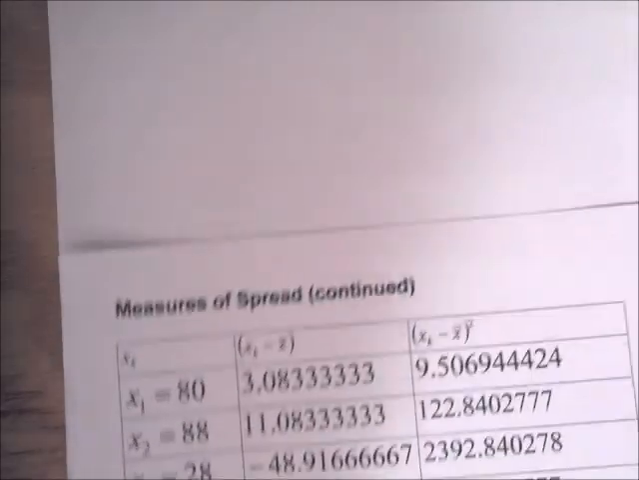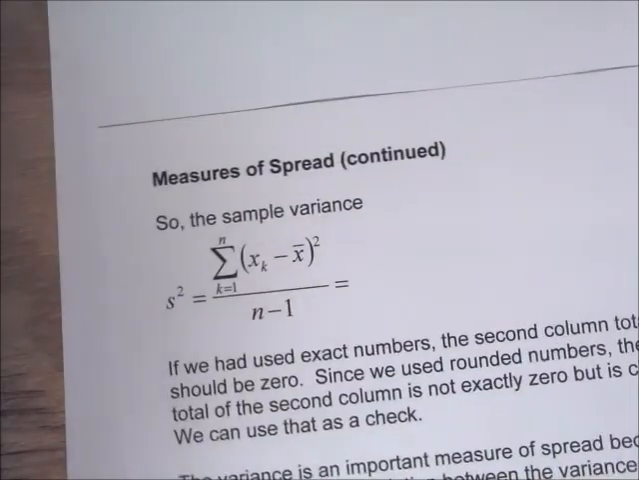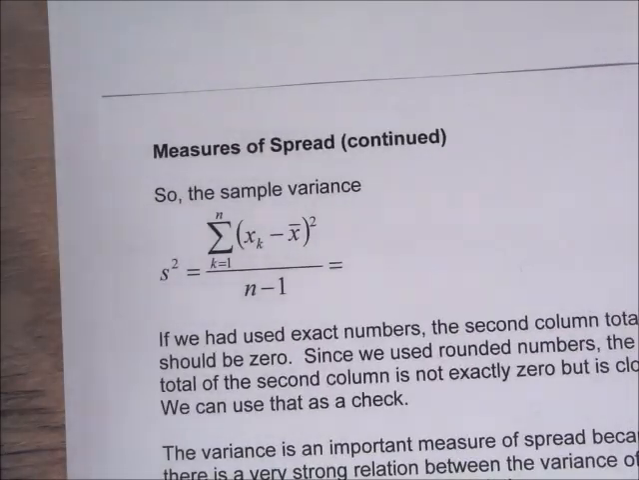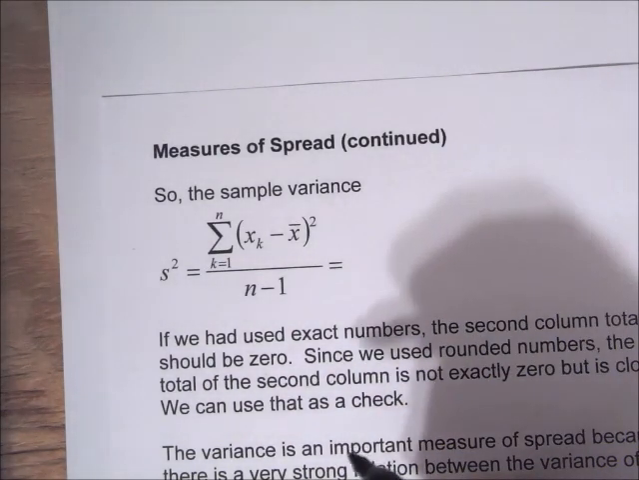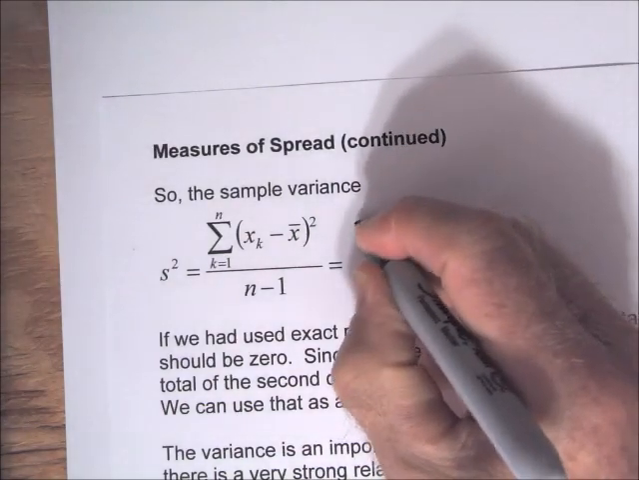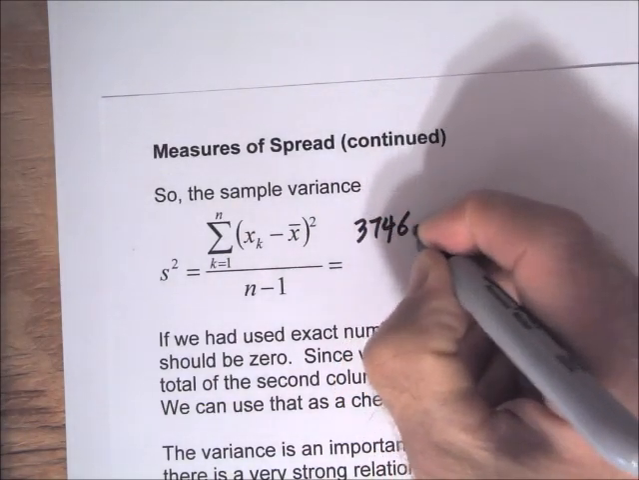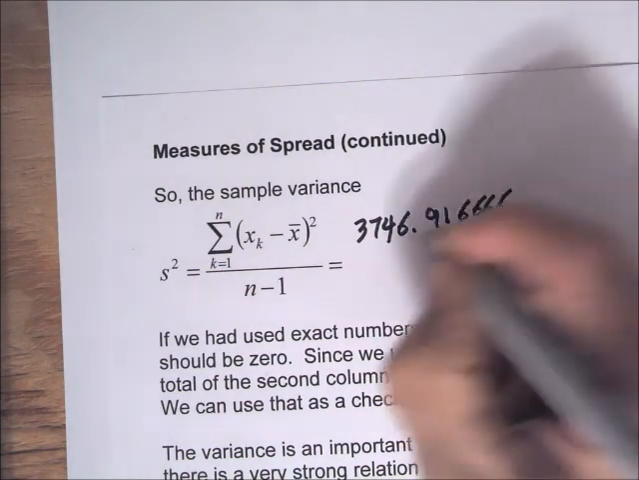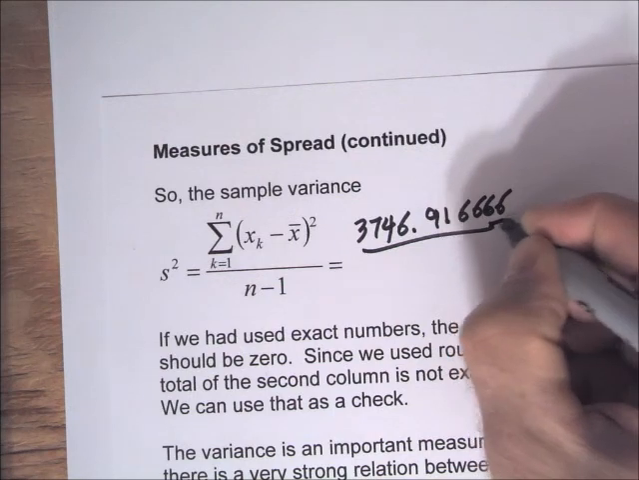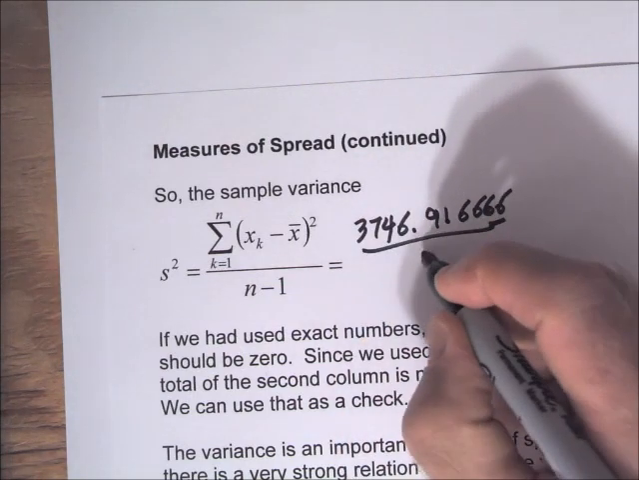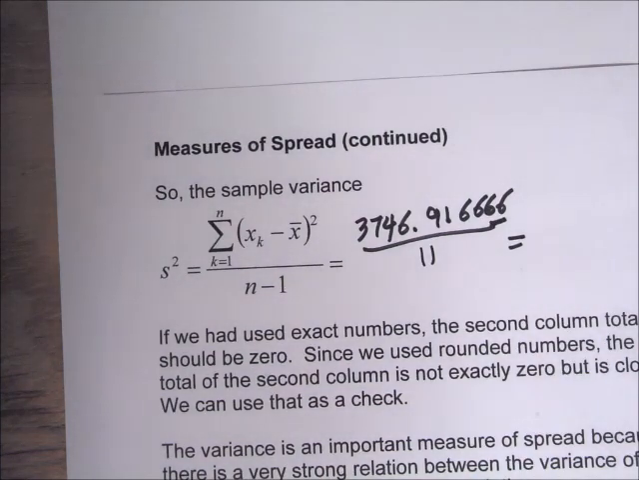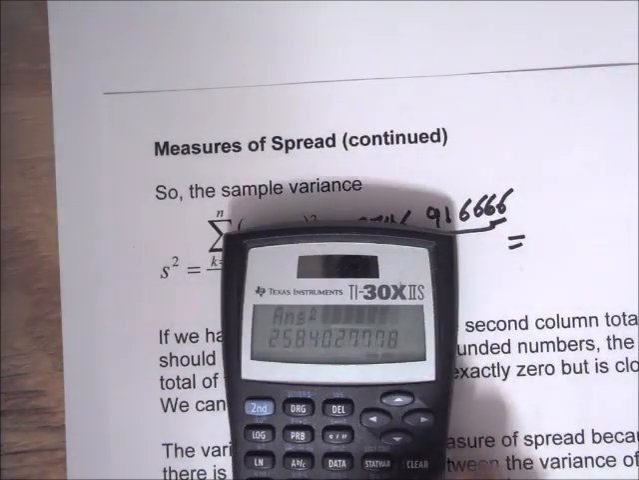So the numerator is the sum. That's the sum of that last column. So that's going to be 3746.91 and repeating sixes. And n is the number of exam scores, which is 12, and minus 1 is 11. So we want to divide this by 11. Let's see what we get here.